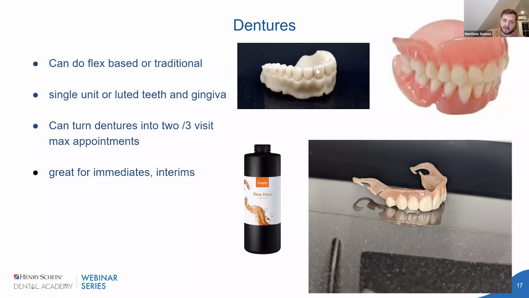You can stain and glaze the teeth. You can stain the base, or you can print a base, and then you can print teeth, and then you can loop these two together. That's what mostly we do. And the best thing about it, it turns your dentures into about 2 to 3 visit dentures maximum.